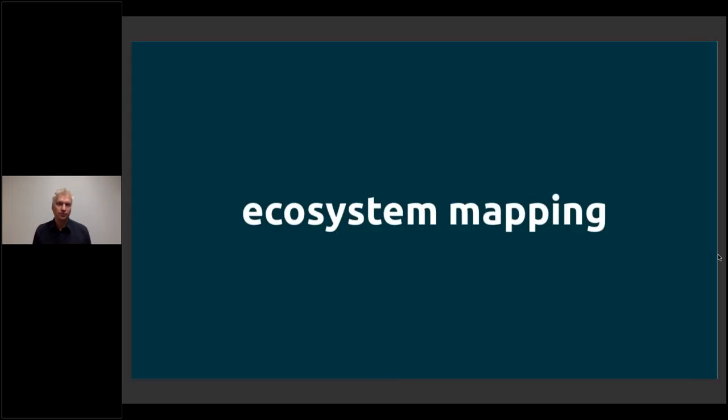And then moving on to the ecosystem mapping. With the ecosystem mapping, there are multiple different ways those have been done. And as mentioned, there's probably as many ways to map as there have been mapping exercises done.